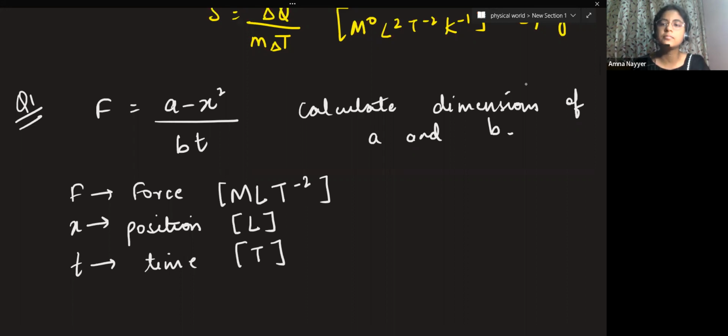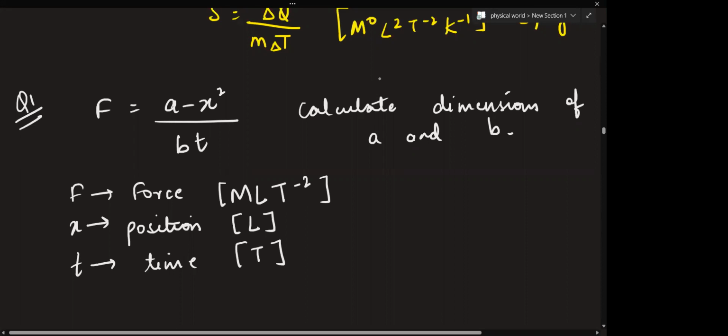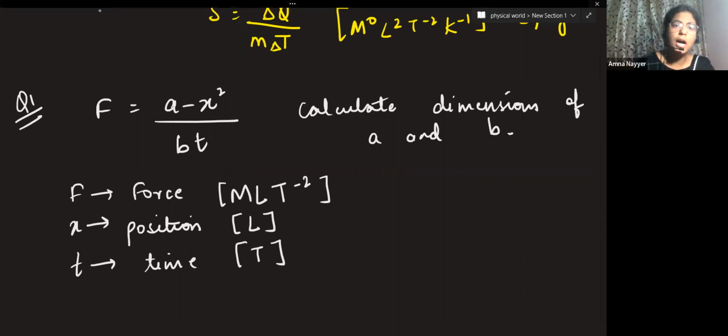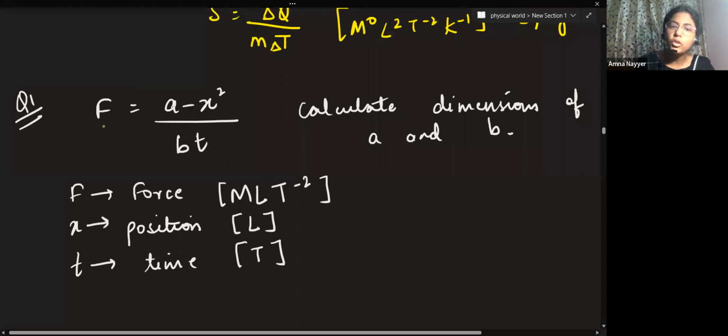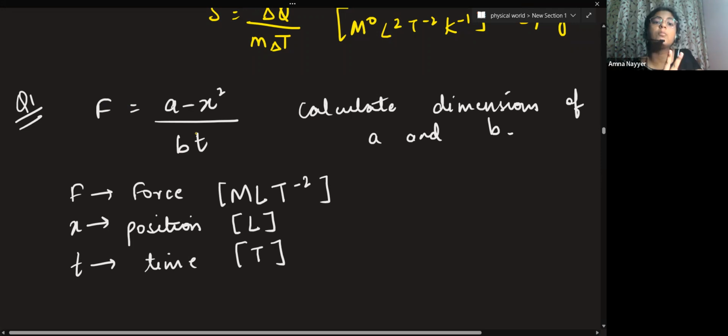Agreed till here? Yes, ma'am. All right. Now see, how to solve this? You know the dimension of F, of x, and of t. You don't know the dimensions of A, or of B. Remember, if you have any operation like addition and subtraction, the dimension of one quantity before the operation will be equal to the dimension of the quantity after the operation.